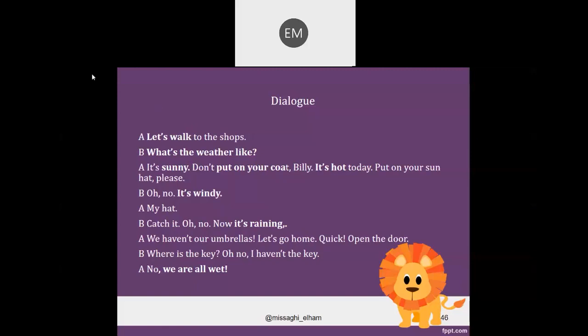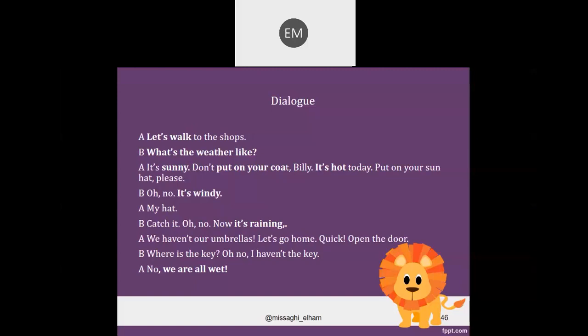So definitely when you play the audio, it's more meaningful. And they have the pictures. So here, can you tell me what is the function here? What is the language function in this dialogue? To talk about weather conditions. Thank you. What's the weather like?